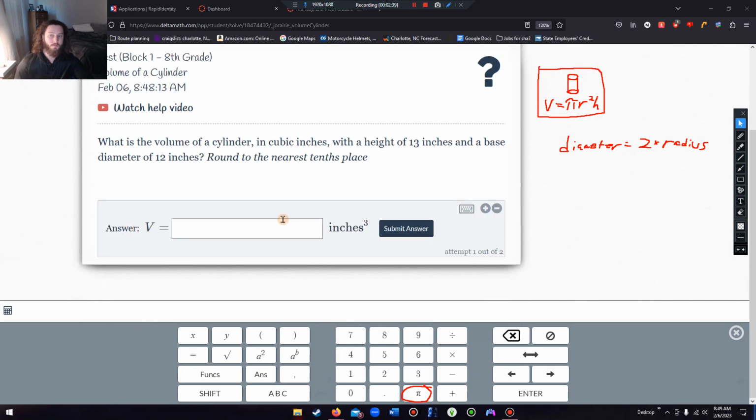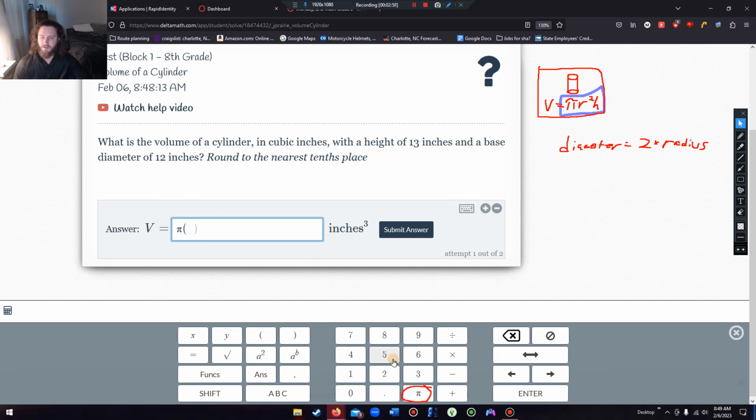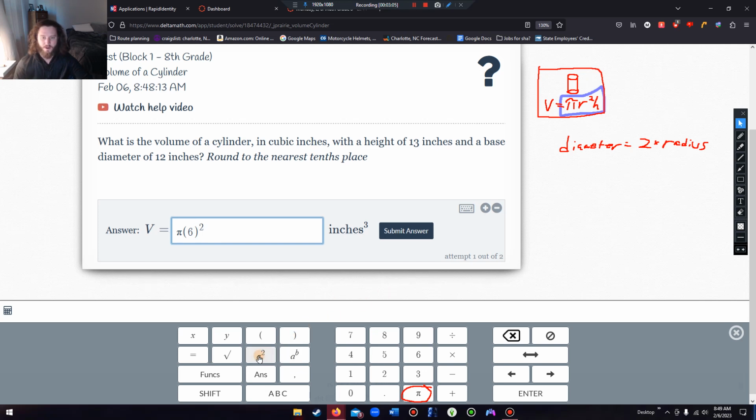So when we're going through and solving this, we're just going to type in this exact formula. All we really need is this. Okay, so I'm going to type all this in, but I'm going to replace the R and the H. So pi times the radius. Well, the radius is 6, so I'm going to replace that. So 6 squared, I'm going to use this button for the square, and then the height. The height is going to be 13 inches.